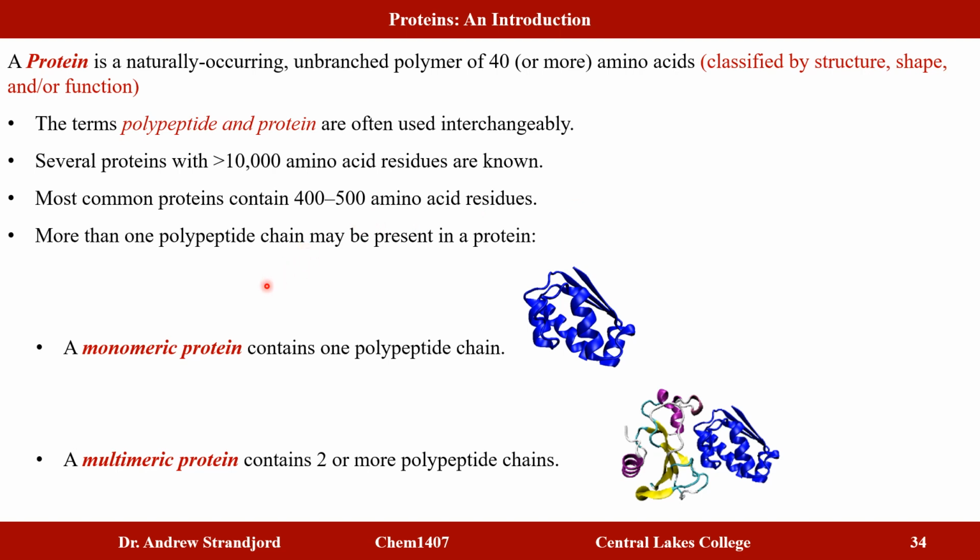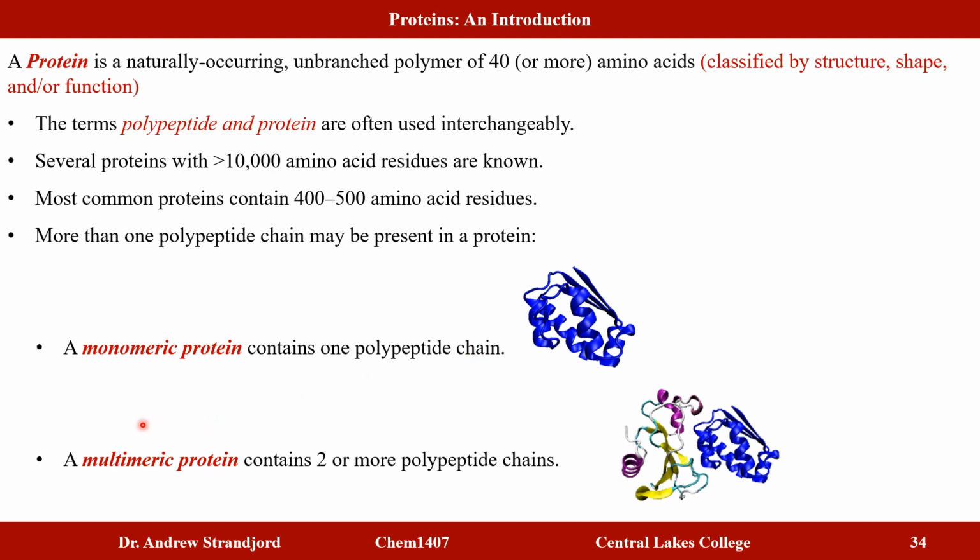Other proteins may contain more than just one polypeptide chain. For example, if I have just one polypeptide chain, we call that protein a monomeric protein because it contains one polypeptide chain.